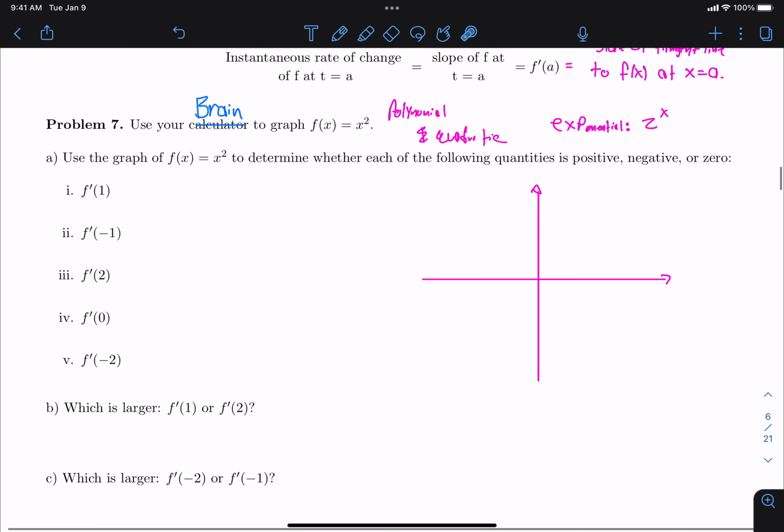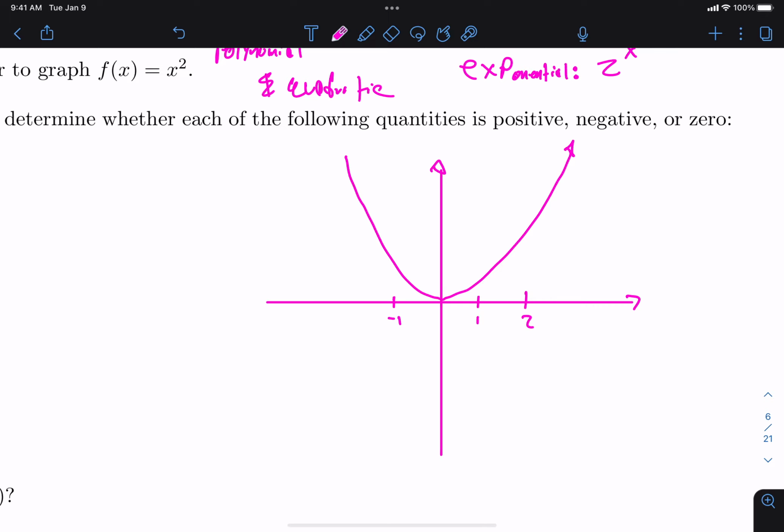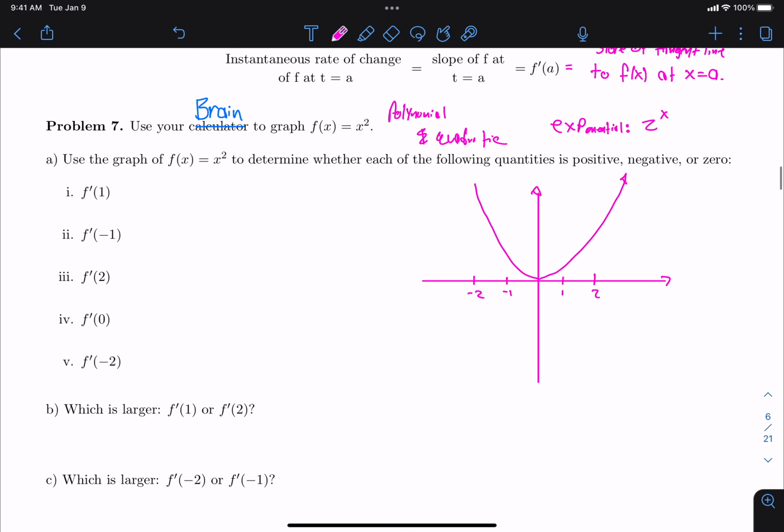So that's what we have here. We have a polynomial, it makes a parabola, and it looks a little something like this. Here's one, and here's two, whatever. Negative one, negative two, and obviously zero is in the middle. So we have a polynomial function, it's a quadratic, its graph is a parabola. And what do we want to do? We're supposed to determine whether the following quantities are positive, negative, or zero. Not too bad. Let's start with f prime of 1.